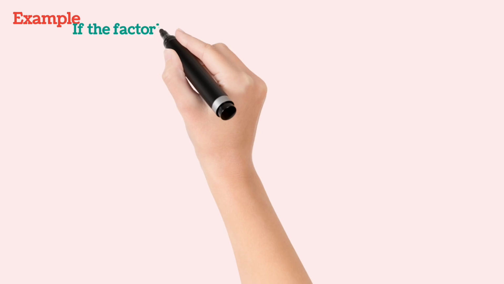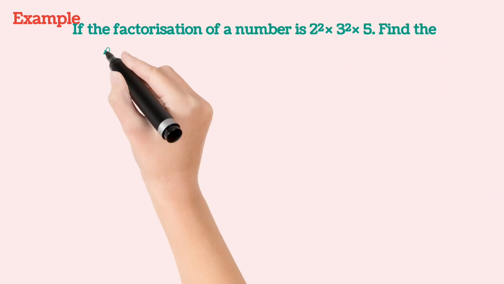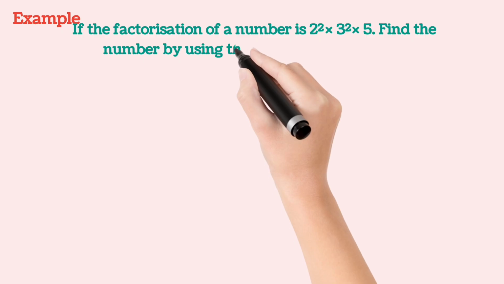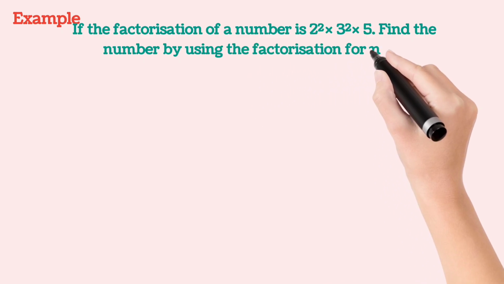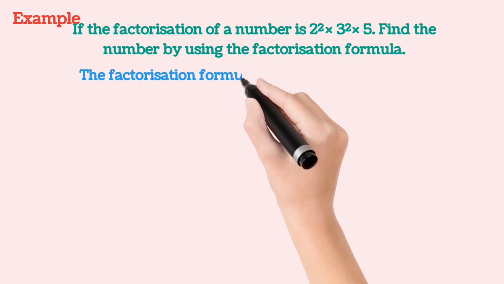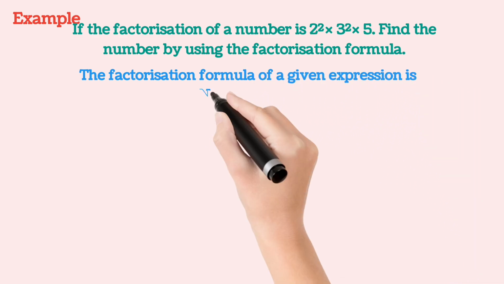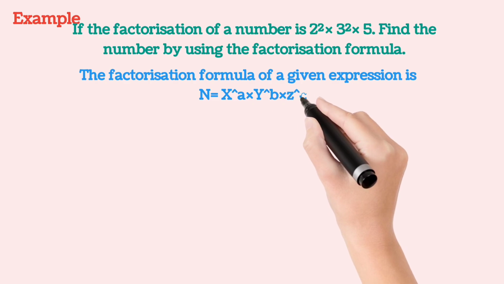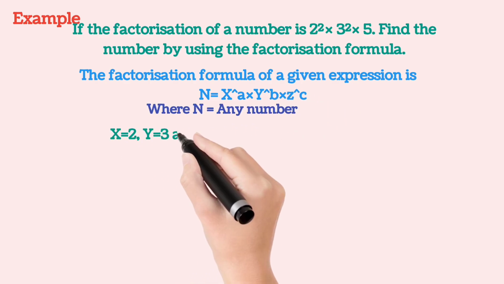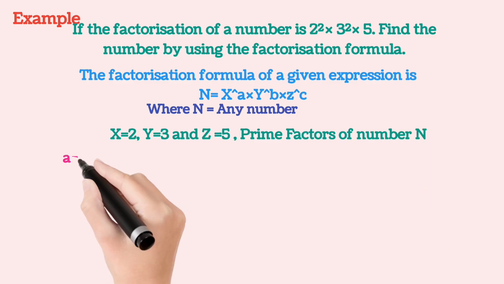Example के लिए, if the factorization of a number is 2 to the power 2 into 3 to the power 2 into 5, find the number by using the factorization formula. The factorization formula of a given expression is n equal to x to the power a into y to the power b into z to the power c, where n is any number, x equal to 2, y equal to 3 and z equal to 5.